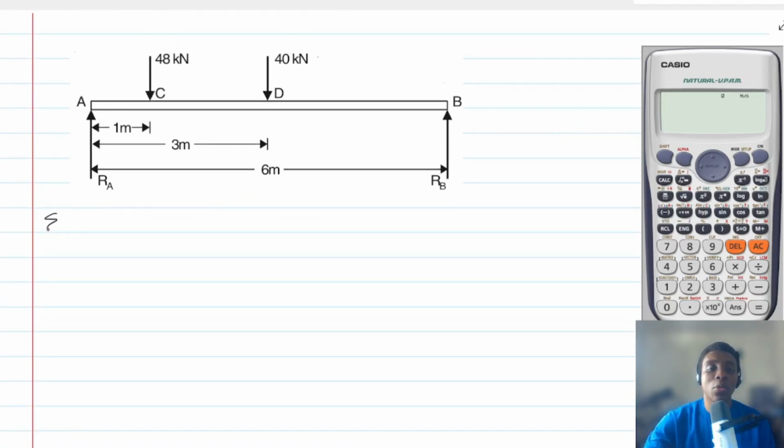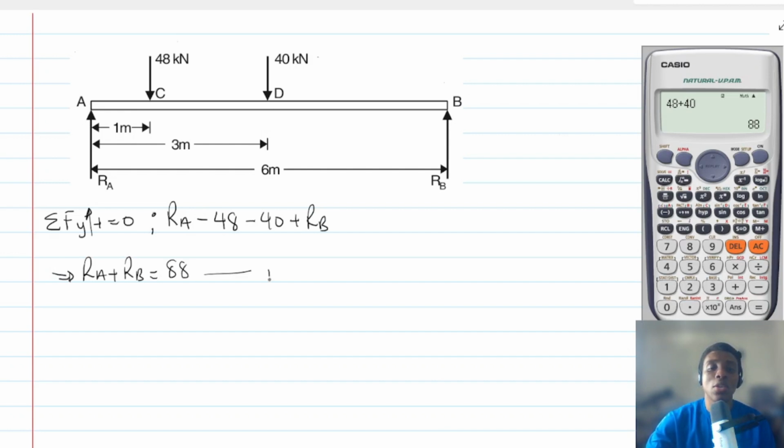If a rigid body is in equilibrium, the summation of forces should be 0, right? So let's begin. RA is going up, so plus RA, minus 48, which is coming down, minus 40, which is coming down, plus RB equals 0. If we arrange the terms together, we have RA plus RB equals 48 plus 40, which is 88. Let's call this equation 1.